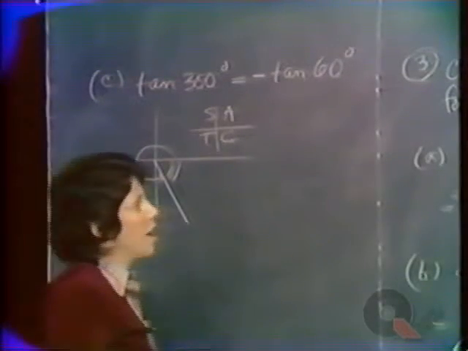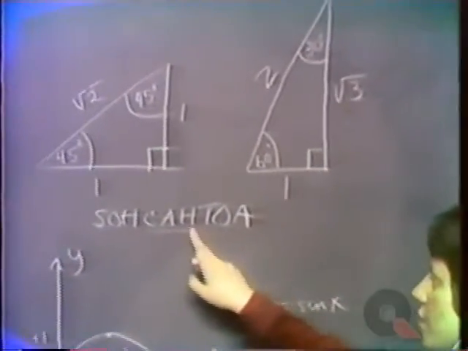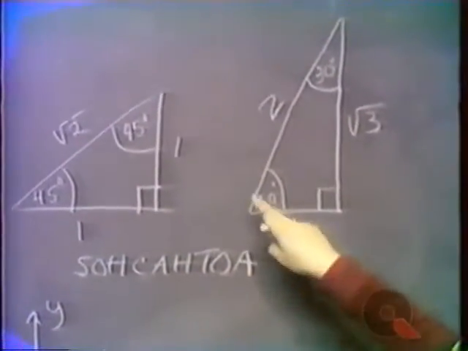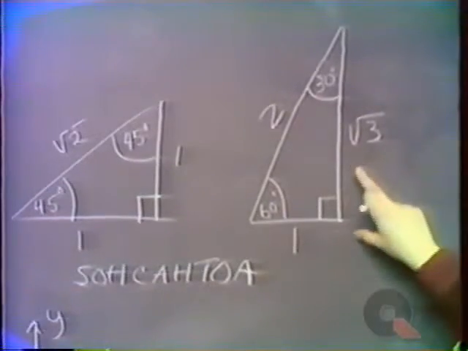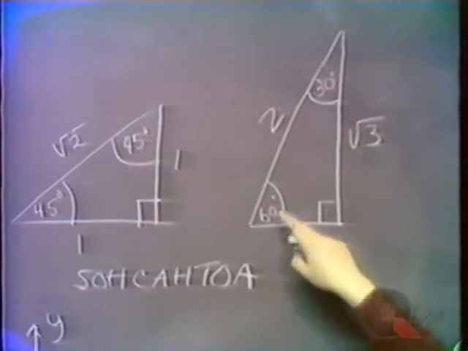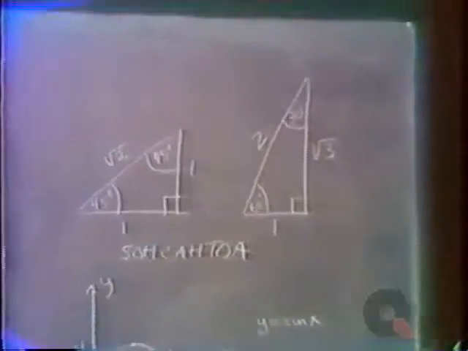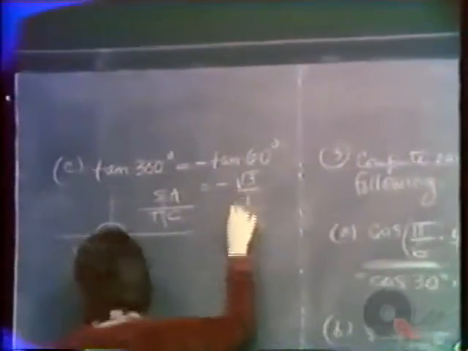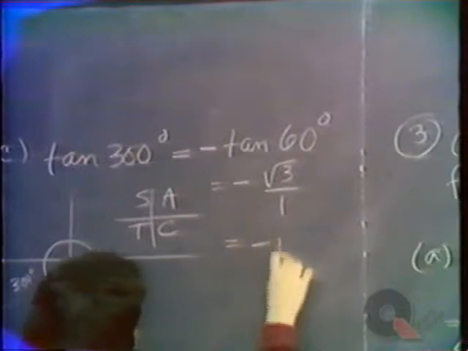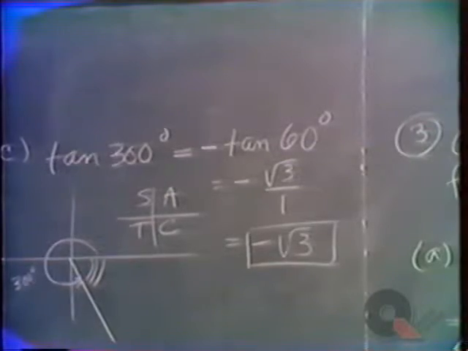And now we go over to our 30-60-90 right triangle to find the tangent of 60 degrees. Tangent is opposite over adjacent. Here is 60 degrees. The side opposite has length the square root of 3. The side adjacent has length 1. So the tangent of 60 degrees is the square root of 3 over 1. So we get negative the square root of 3 over 1, or simply negative the square root of 3, the tangent of 300 degrees.